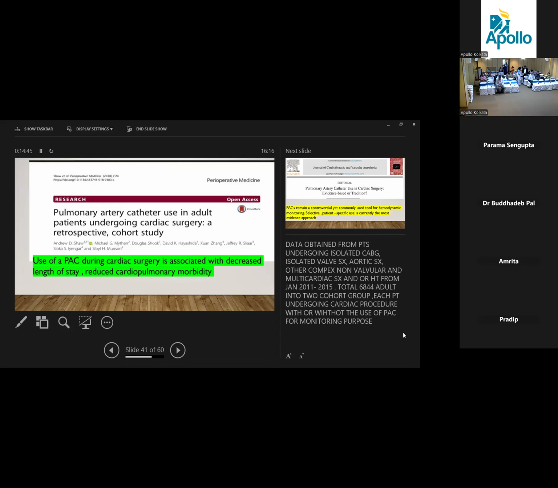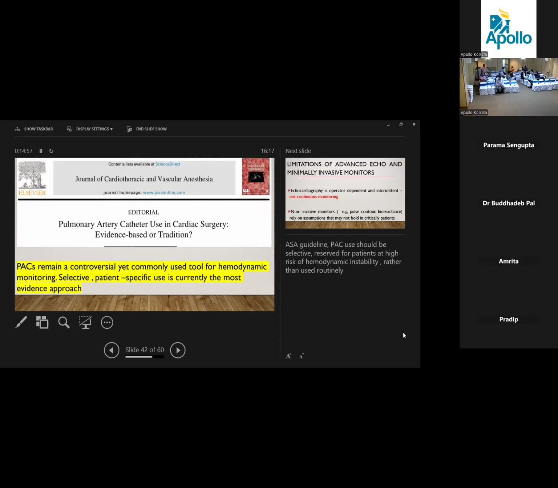This is another study. The use of PAC during cardiac surgery is associated with decreased length of hospital stay and reduced cardiopulmonary morbidity. Journal of Cardiothoracic and Vascular Anesthesia: PAC remains a controversial yet commonly used tool for hemodynamic monitoring. Selective, patient-specific use is currently the most evidence-based approach.